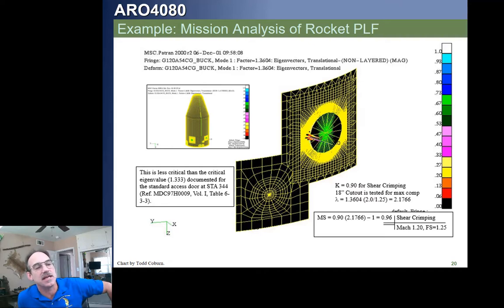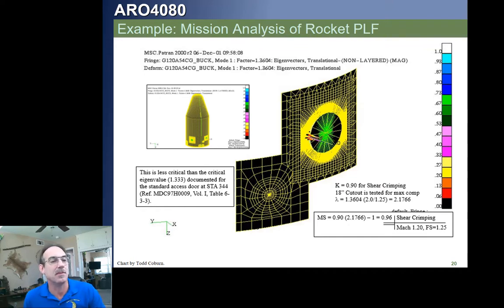you'll notice before when we looked at the fairing, we saw those big nice wavy patterns of the buckling mode. That is a typical cylindrical or conical buckling mode shape. When you see little spikes coming out of the model, that is not a standard buckling. That's like a shear crimping. That means you've got a low shear stiffness, and that's usually shown in models like that. So this was shear crimping. We used a shear crimping knockdown, which is conservative, and then wrote our margin of safety on that.